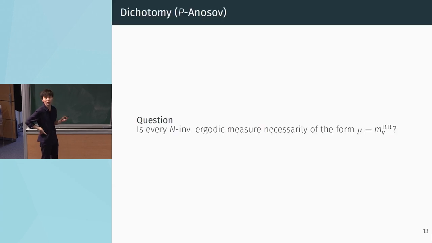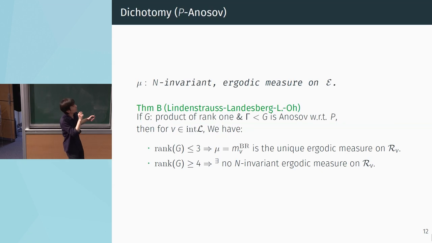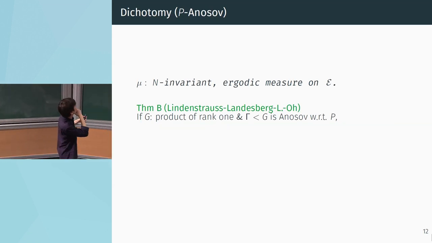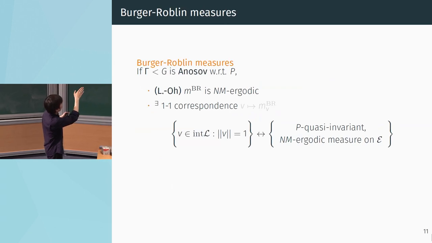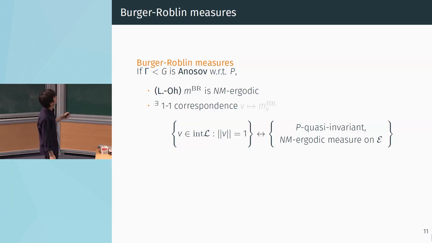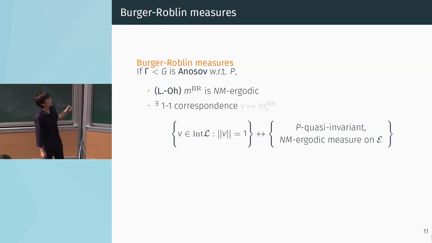Okay. So what is the difference between the question and the theorem? In the theorem, you have the classification. Now, the previous theorem, where instead of N ergodic, what was the difference? P quasi-invariant. Yeah. Okay. The question is whether N invariant ergodic implies P quasi-invariant. Right. Exactly. Okay.